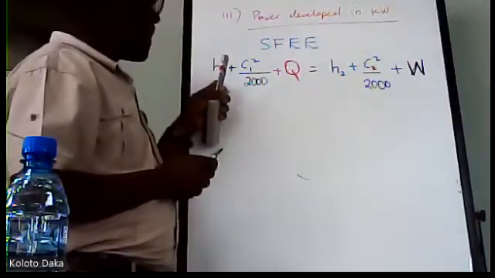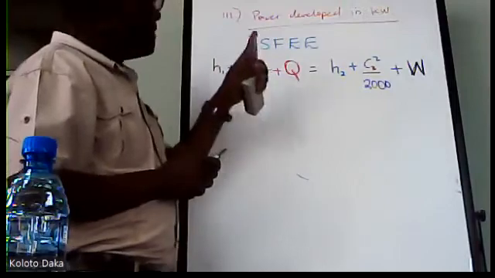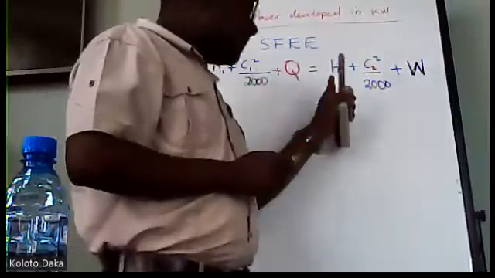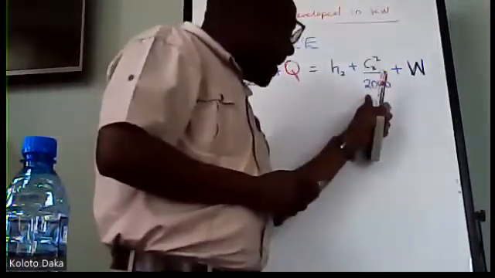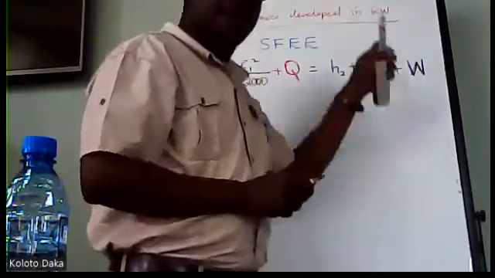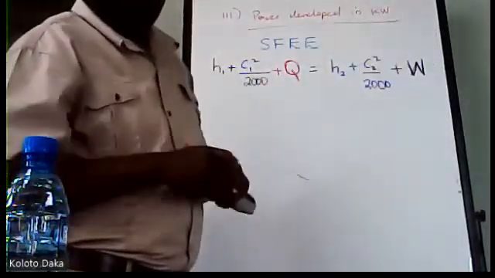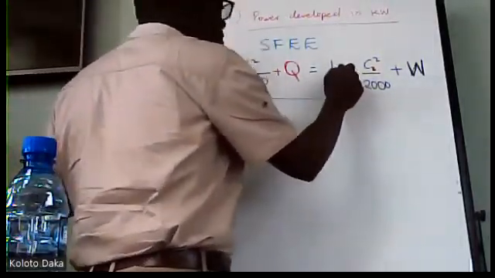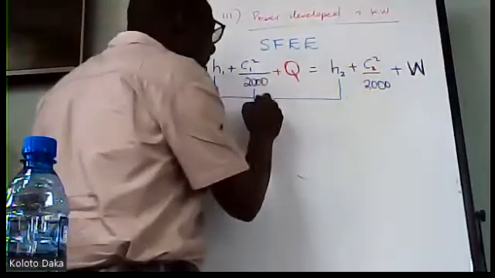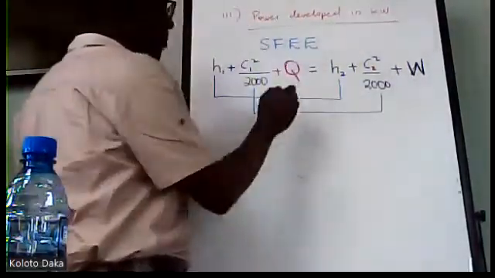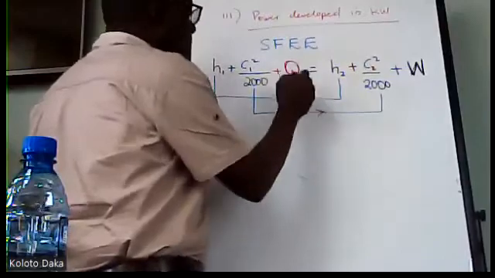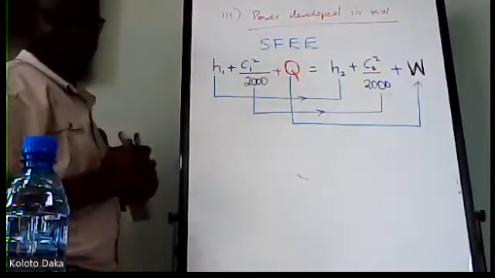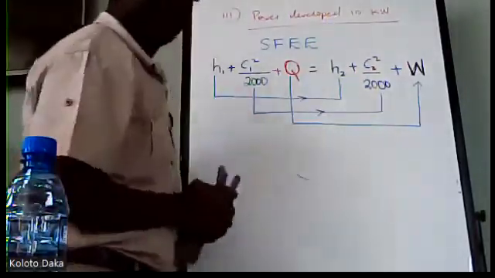Specific enthalpy plus kinetic energy plus potential energy plus heat should be equal to specific enthalpy plus kinetic energy plus potential energy plus work done. So H1 to H2, C1 to C2. Are we together? We add heat to give us work. That's thermodynamics.